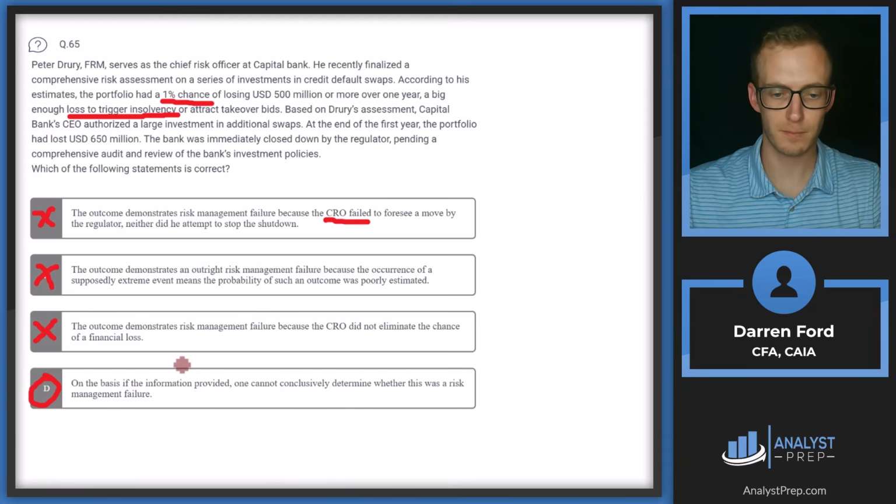Let's make sure it sounds good though. On the basis of the information provided, one cannot conclusively determine whether this was a risk management failure. And that sounds correct. The CRO gives the CEO all of this information, and then it says the CEO specifically authorized the additional swaps. So we can't really determine whether the CEO took that all into account and was being reckless, or if they just made a calculated bet based on it being such a small chance of losing that money. So we'll go with D.